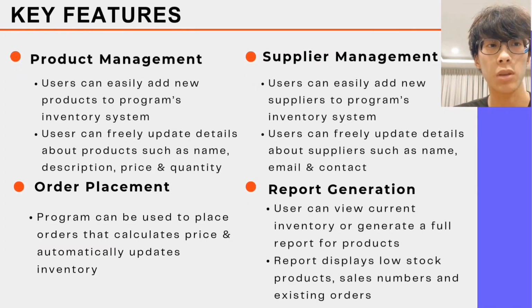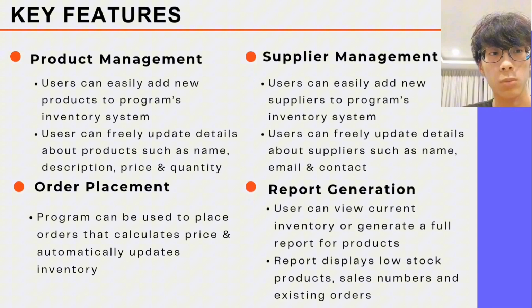First of all is product management. For our program, users can easily add new products to the program's inventory system. Each product is also assigned a name, description, price, and quantity, all of which can be freely updated by the user. Furthermore, users can do the same with suppliers. They can add a supplier and update details about the supplier, such as name, email address, and contact number.